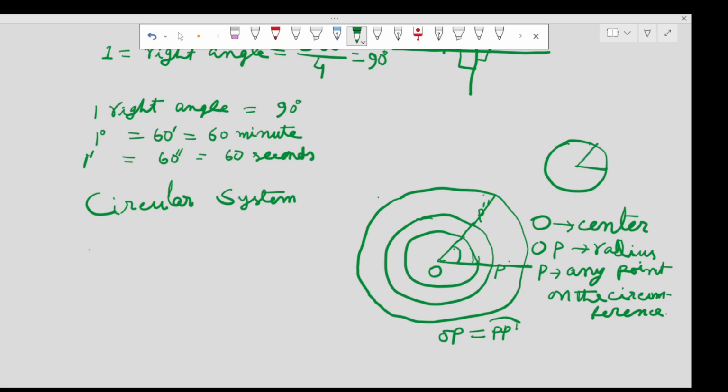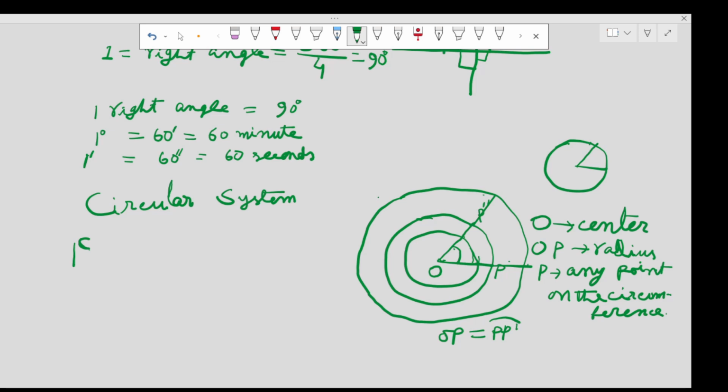See, what is the definition? The measure of an angle subtended at the center by an arc having equal length with the radius is called 1 radian, and it is written this way: 1 radian. This is C.